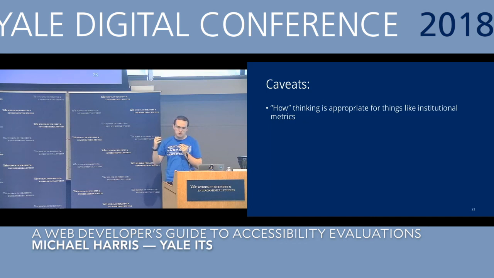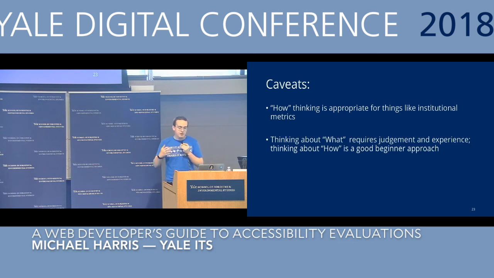Some caveats about this kind of thinking. The how approach is appropriate for things like institutional metrics. For better or for worse, we're getting a giant scanner that we will point at all of the Yale websites because we can't validate every web page at Yale manually. We have to do some automated stuff. And so if we want to get a big sample, we have to use that big automated scanner. Thinking about the what to evaluate requires more judgment and experience.